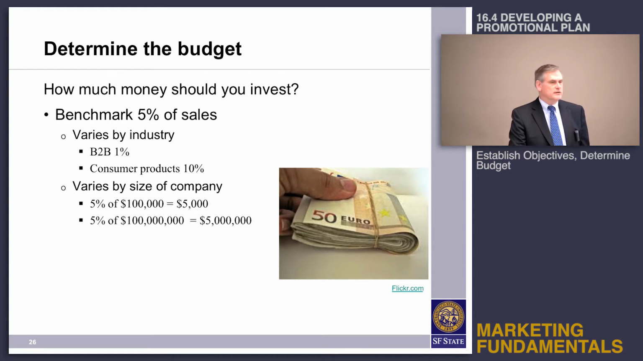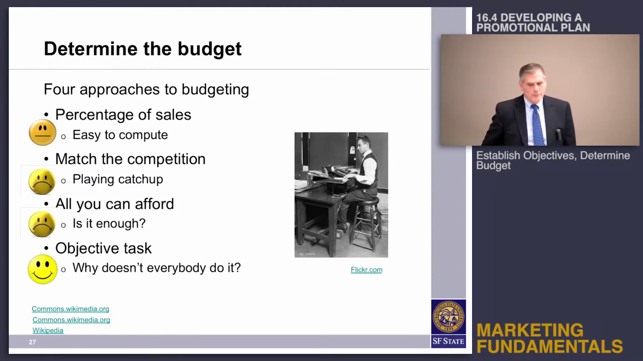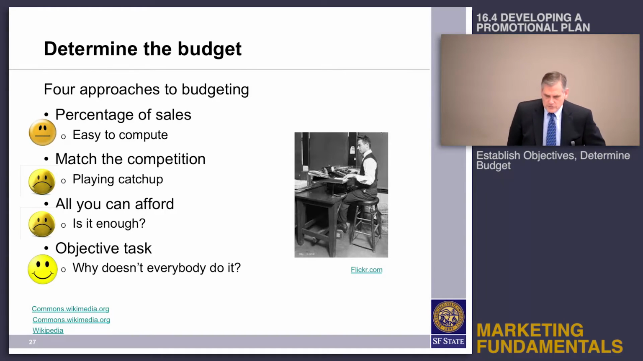5% of $100,000 is $5,000. Not a lot you can do with that. You might have to spend more than 5% if you're a startup. And if you've got a $50 million company, 5% is a lot of money. Maybe you don't have to spend that much because you've got scale. There are four basic approaches to budgeting, and there is no editorial comment on those.